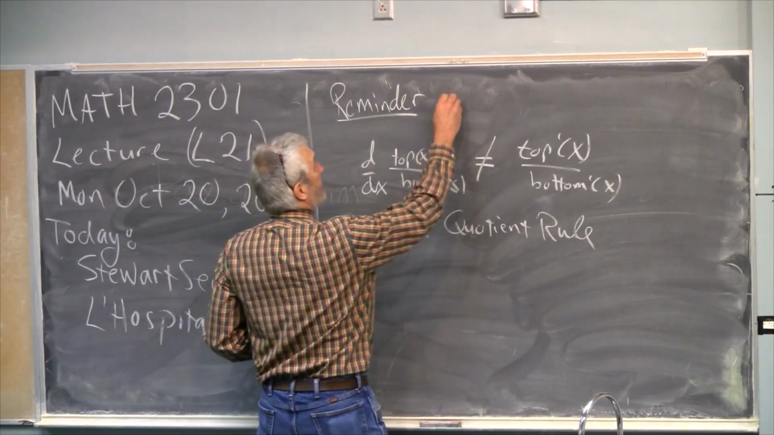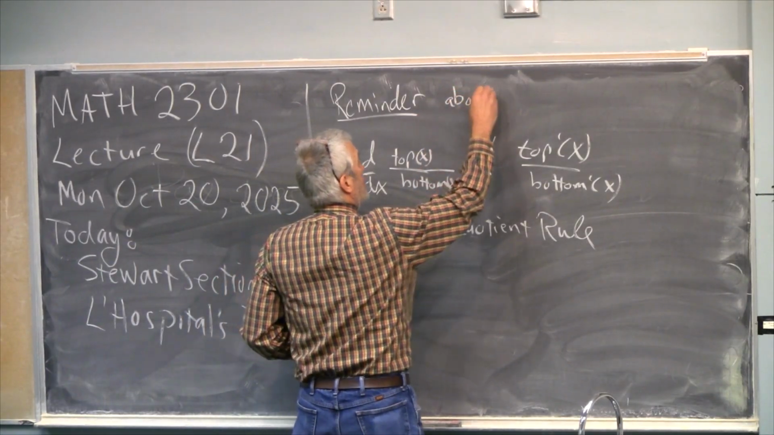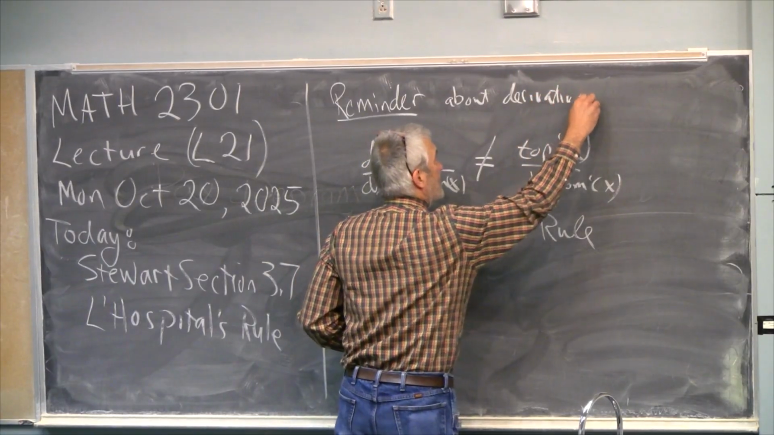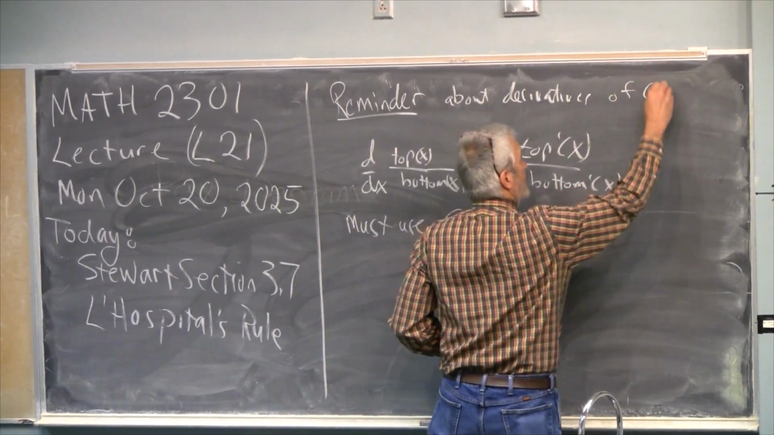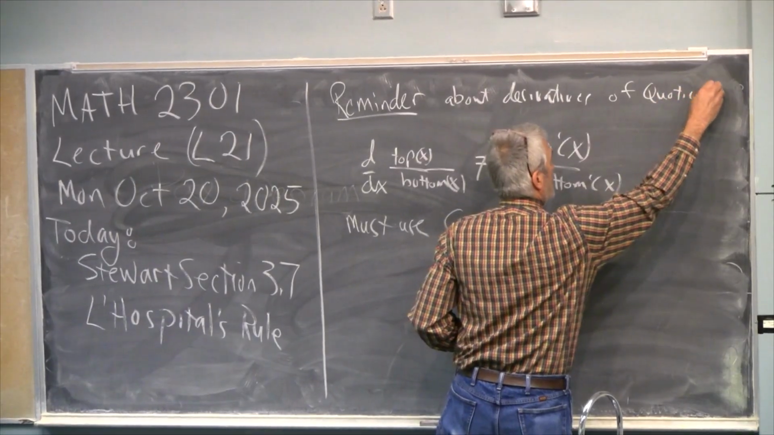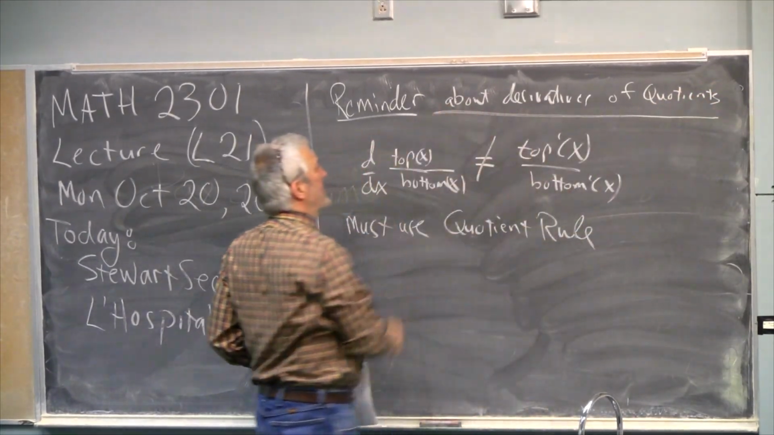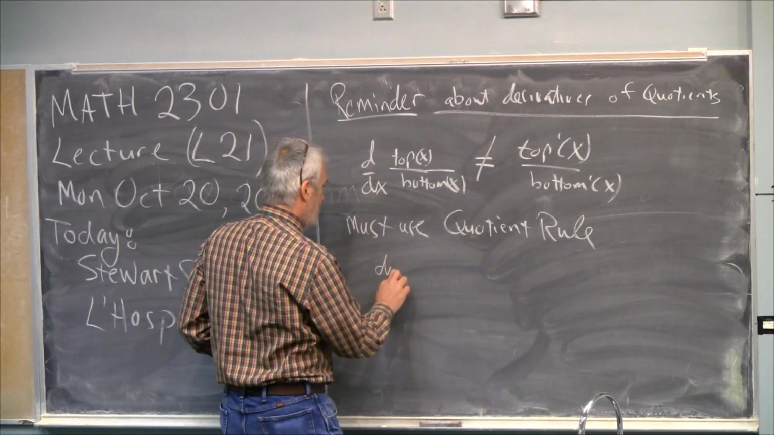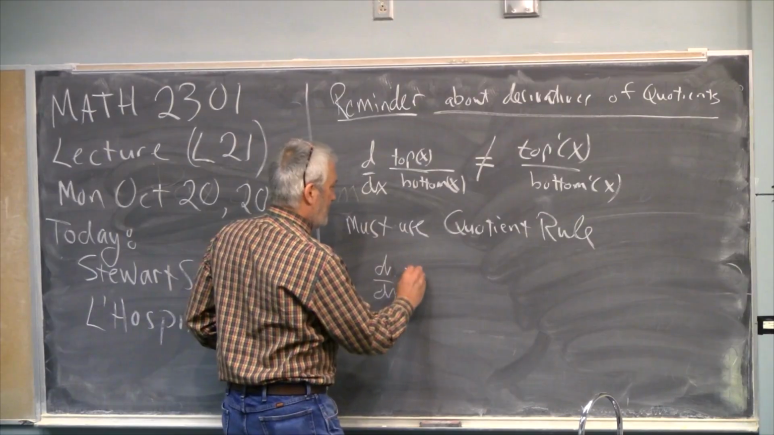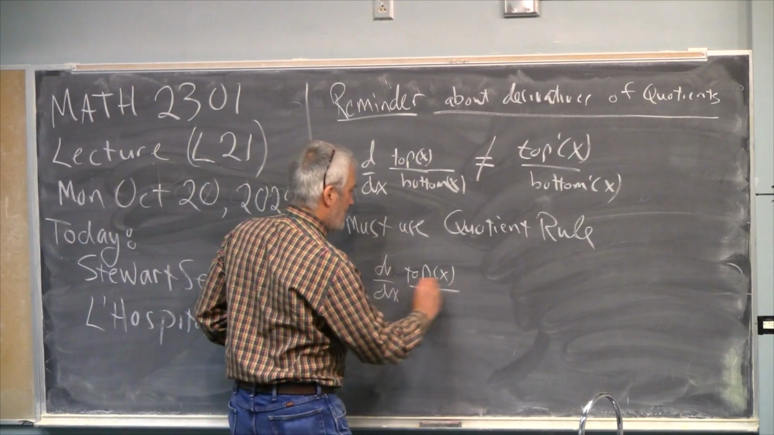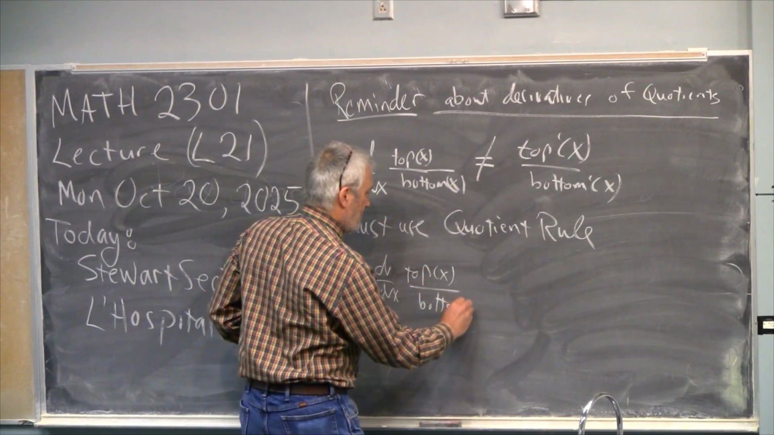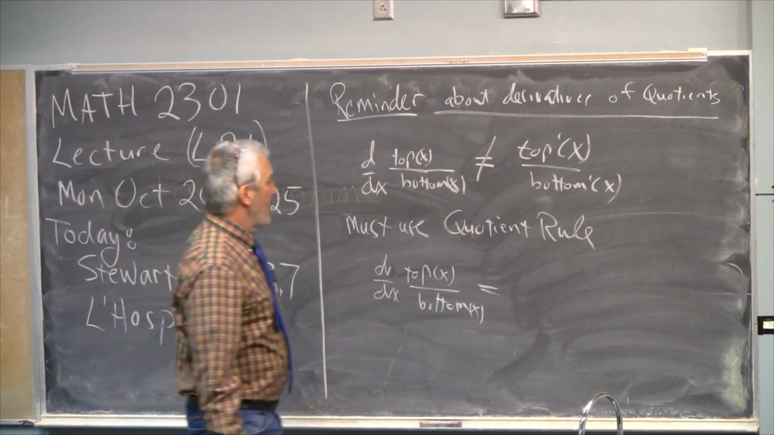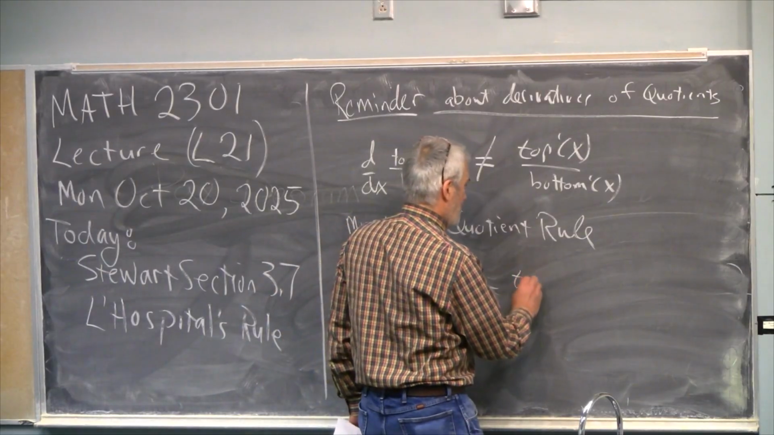So this is a reminder about derivatives of quotients. So the quotient rule says the derivative of the top divided by the bottom is this crazy thing.